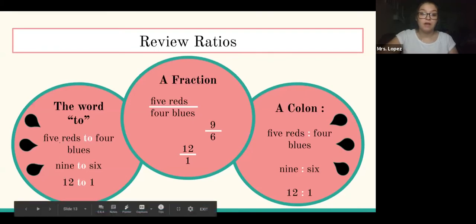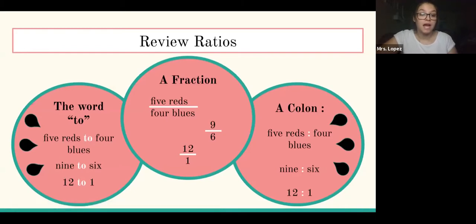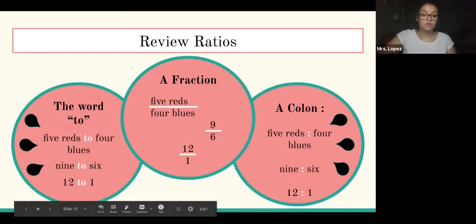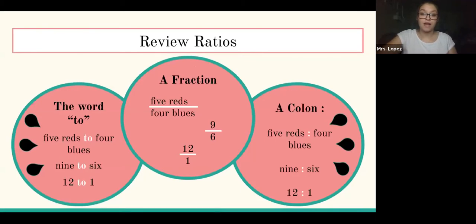So we have 5 reds to 4 blues. We have 9 to 6, and that's written form, or we have numerical form of 12 to 1. So that's one way to write a ratio. Another way to write a ratio is a fraction. So you have 5 reds over 4 blues. In this setting, it's not actually a fraction, it is a ratio.